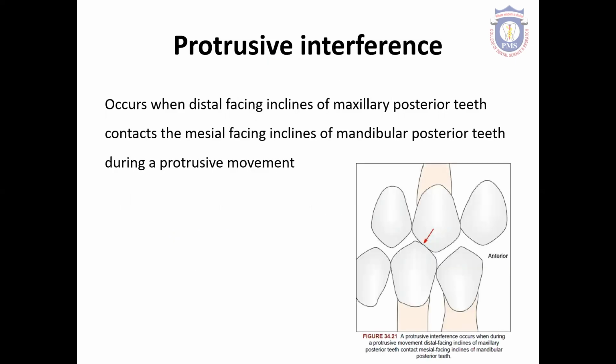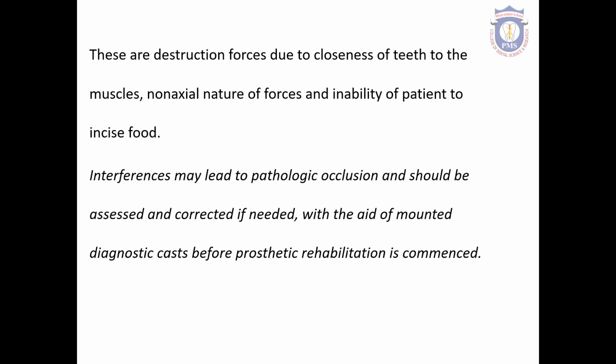Protrusive interference occurs when distal facing inclines of maxillary posterior teeth contact the mesial facing inclines of the mandibular posterior teeth during a protrusive movement. These are destructive forces due to closeness of teeth to the muscles, non-axial nature of forces, and inability of the patient to incise food. Interferences may lead to pathologic occlusion and should be assessed and corrected if needed, with the aid of mounted diagnostic casts before prosthetic rehabilitation is commenced.